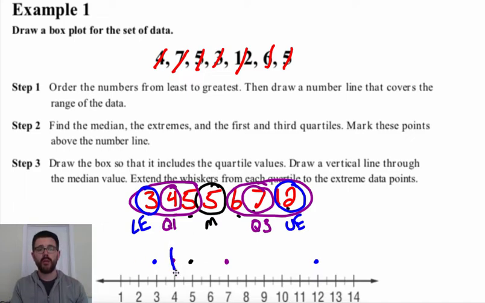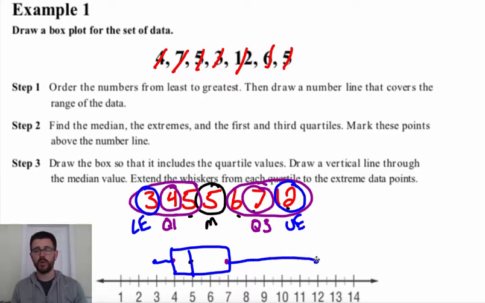The 3 dots in the middle form the box. The whiskers extend out to those upper and lower extremes. So 5 numbers total, median, 2 quartiles, and the upper and lower extremes. Those are my 5 points. The outer points connect with whiskers. The inside 3 create the box.